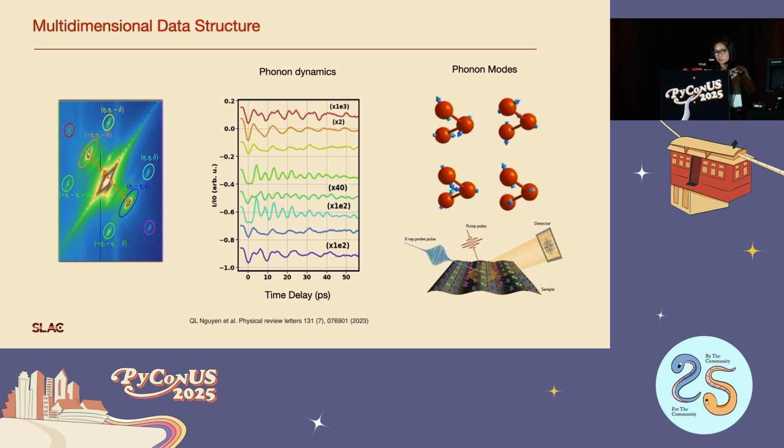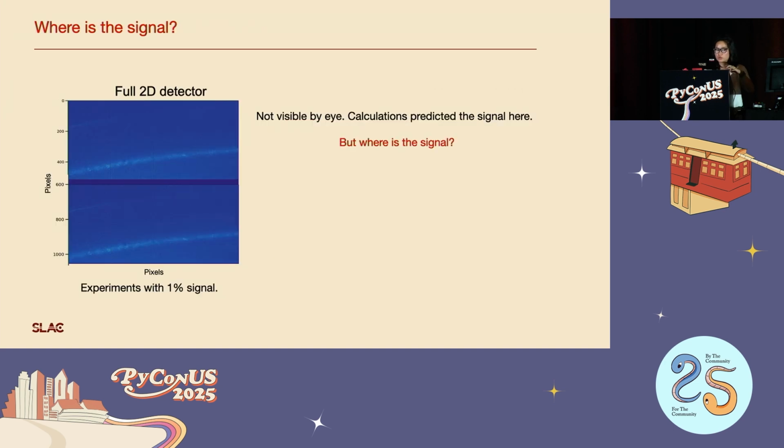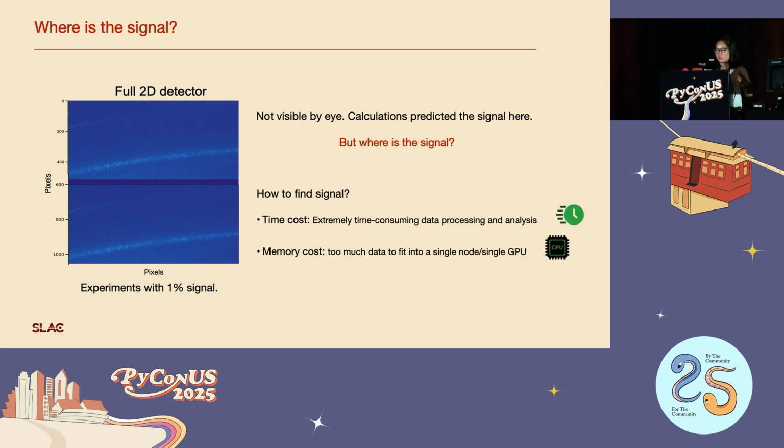Oftentimes, we calculate ahead of time what we will see, how we set up the experiments, and where the signal will be. But then when you show up to an actual experiment, this is often what you see. It's a whole lot of nothing. As a grad student, or when I was a postdoc, I sat there and was extremely disappointed a lot of the time because there was no signal. So what do you do when there's no signal and there's huge time pressure? We basically brute force and look around at different areas on the detector using NumPy and SciPy primarily, and try to really find each of these signals.